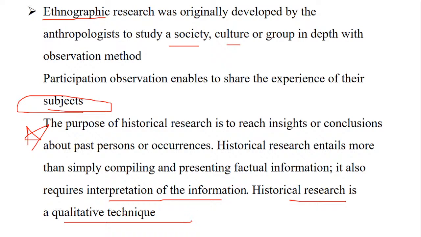In these recent 3 to 4 cycles, I have seen regular questions either on ethnographic, historical or ex post facto research. So when you are revising previous year papers, please go in reverse order: start with the latest paper and then go on to the older papers. This will give you a good idea of what topics questions are coming more frequently. On types of research, there is definitely a question.